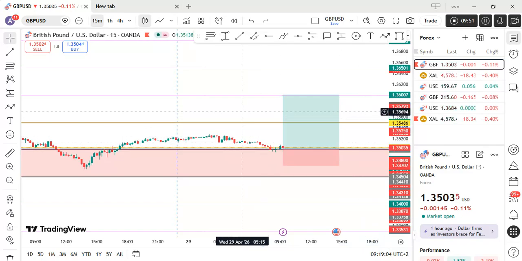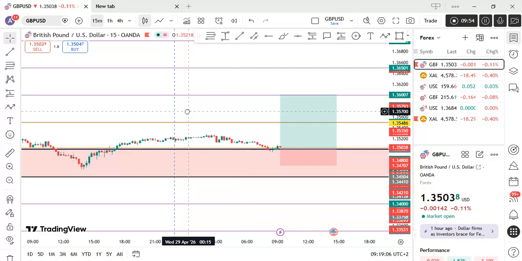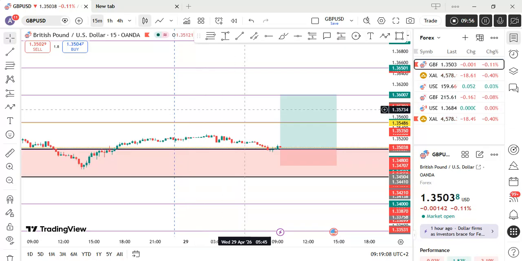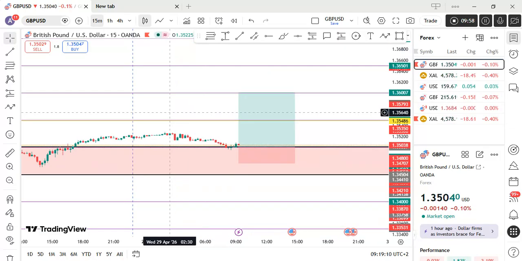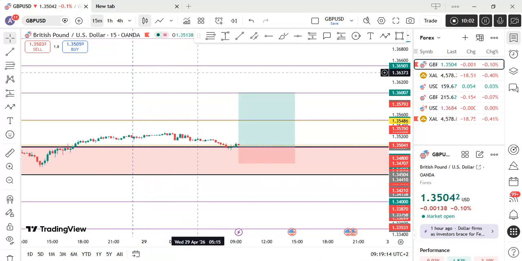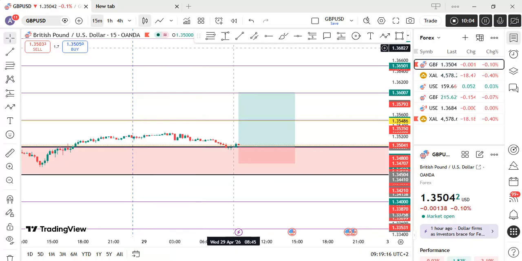So if I'm going to take this trade, this is how I'm going to execute it, in this manner. And this is how I literally analyze my pairs. This is how I literally trade.